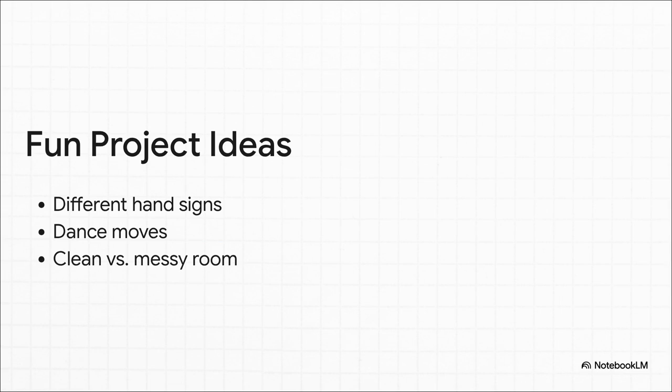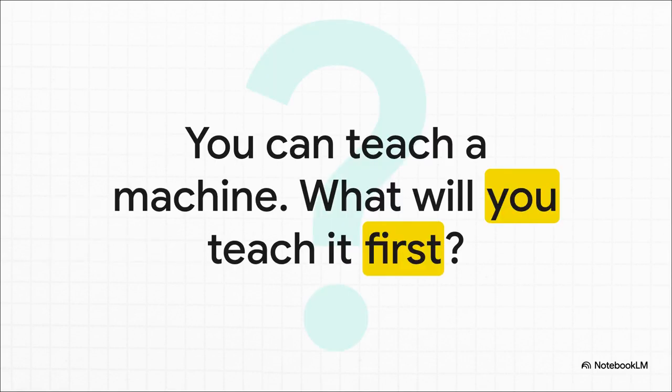Now you have the blueprint. What else could you do? You could teach it hand signs like rock, paper, scissors. Or what about different dance moves? You could literally point your webcam at your room and teach the difference between clean room and messy room. The possibilities here, they're pretty much endless. So I'll leave you with this. You've just unlocked a new superpower. You now know how to teach a machine to see the world. So the only real question is, what are you going to teach it first?